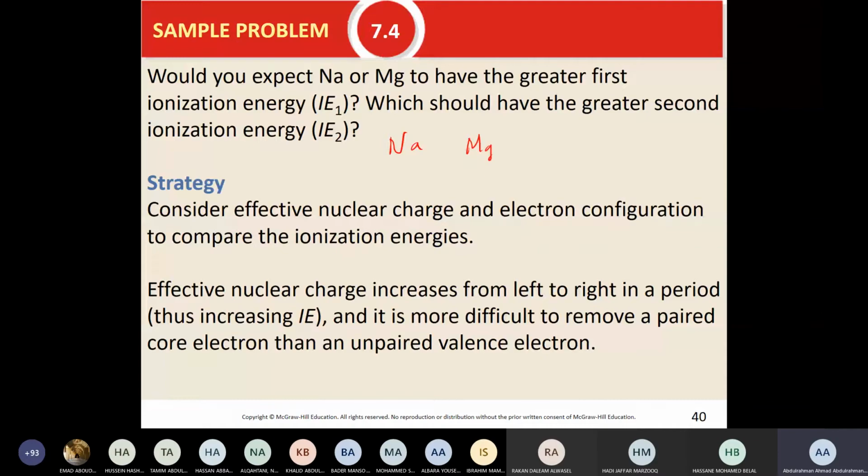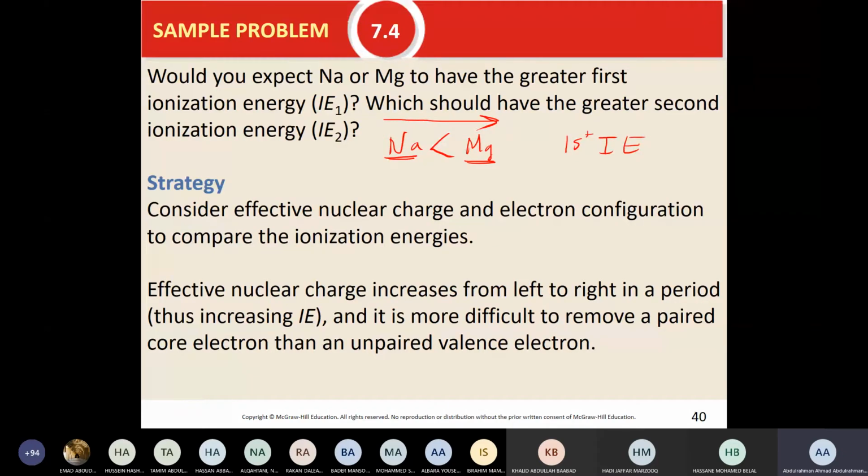Would you expect sodium or Mg to have higher first ionization energy? Mg is higher. Why? Because generally, as you go across, what's happening? Decrease in size and increasing ionization energy. So Mg is higher than sodium, or sodium is less than Mg in first ionization energy.